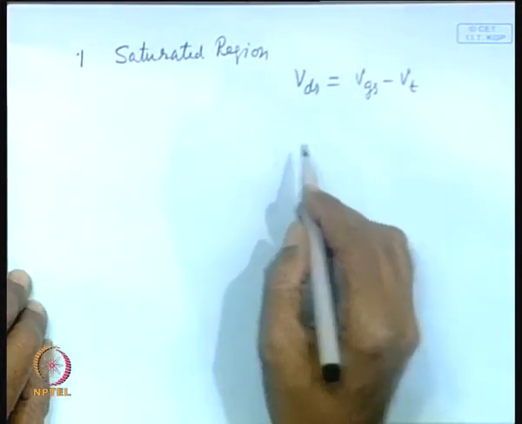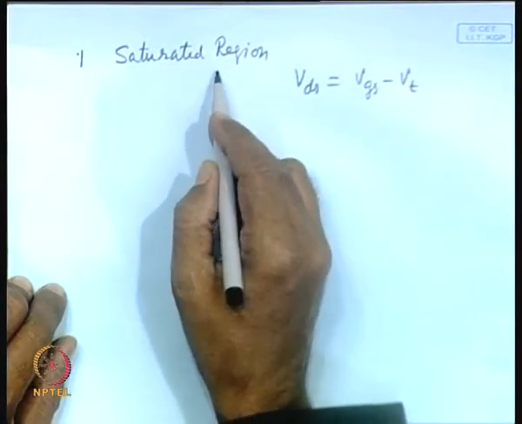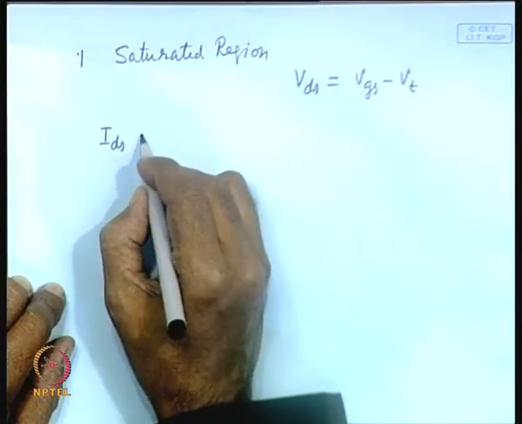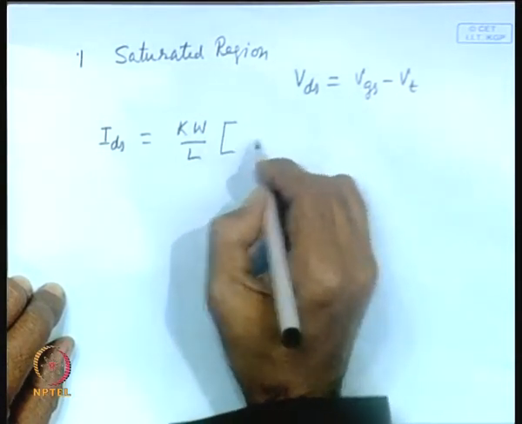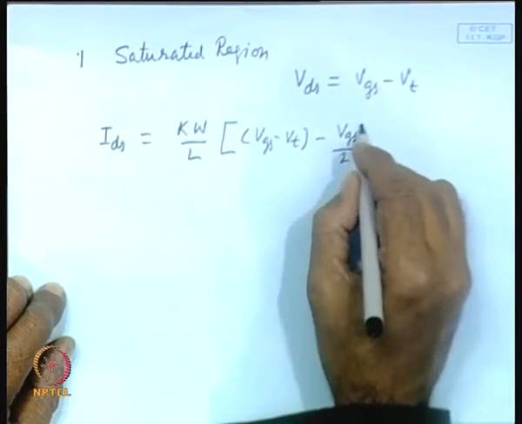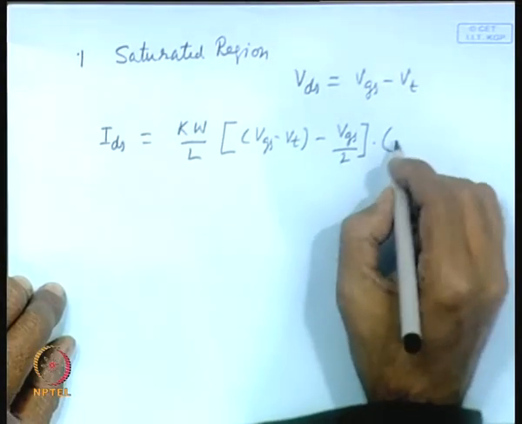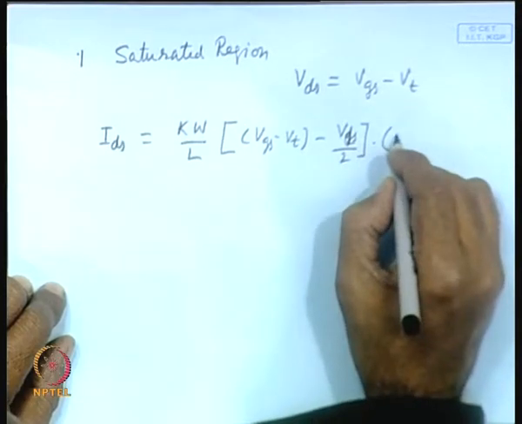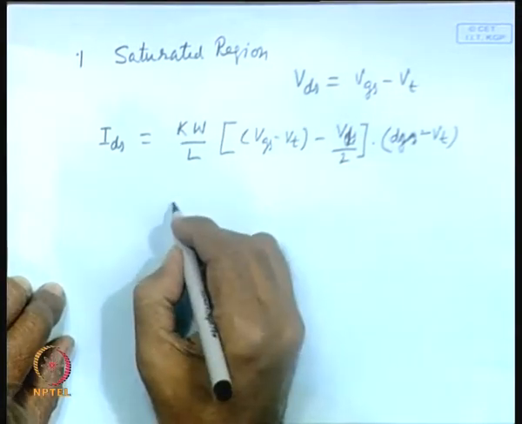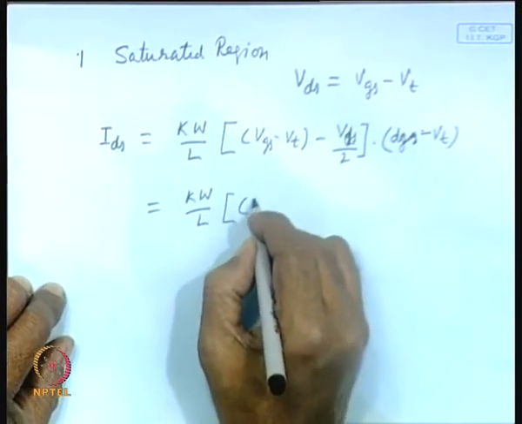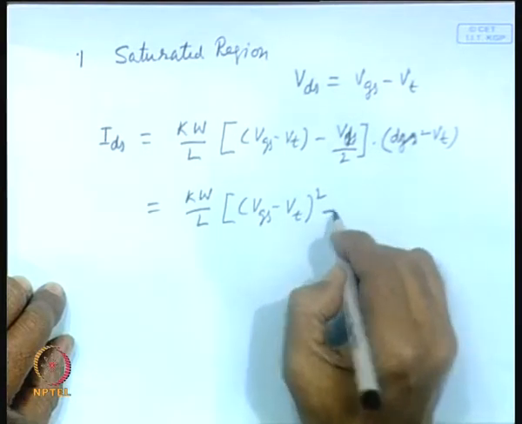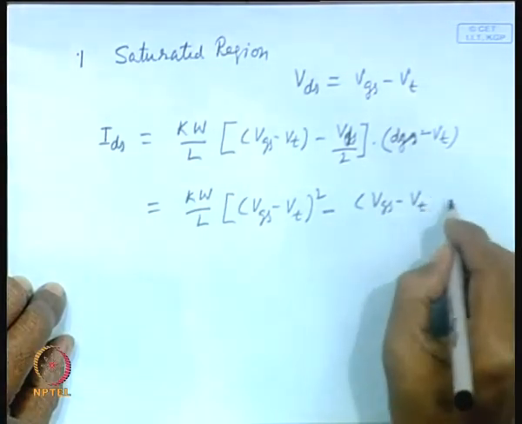So, what we can do? We can obtain the expression for drain current in the saturated region by substituting V D S is equal to V G S minus V T. So, we can say that I D S is equal to K W by L into (V G S minus V T minus (V G S minus V T) by 2) into (V G S minus V T), where we are substituting V D S with V G S minus V T. So, this is equal to K W by L into (V G S minus V T) square, and here it becomes V G S minus V T square by 2.